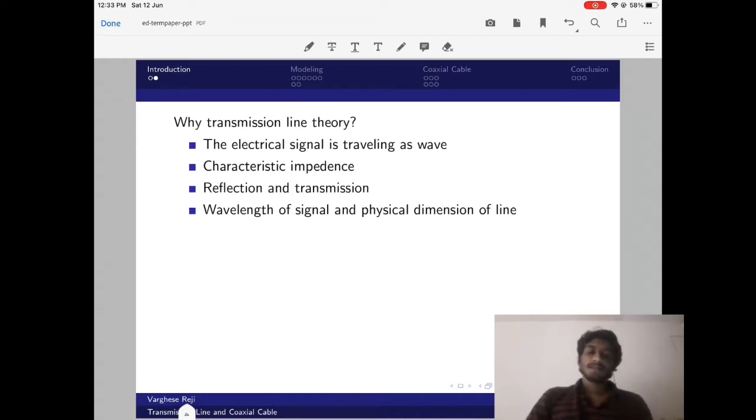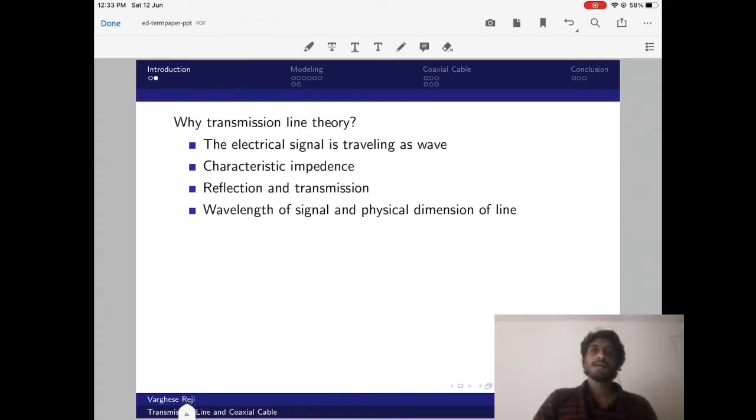Here the signal is traveling almost the same as a traveling wave in free space. So this signal also shows phenomena like transmission and reflection. We cannot explain these things using Ohm's law or other such laws. Then we should use transmission line theory here.